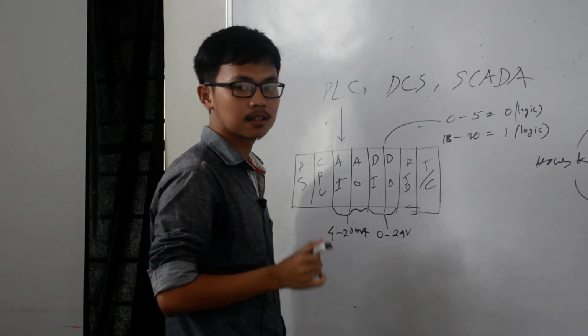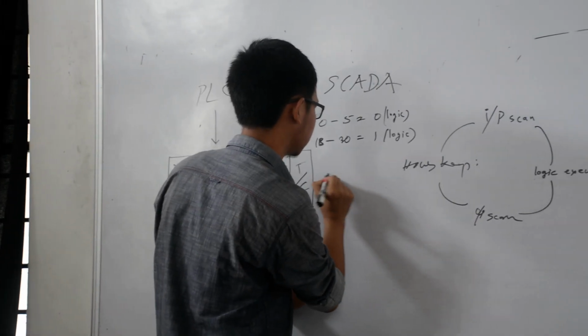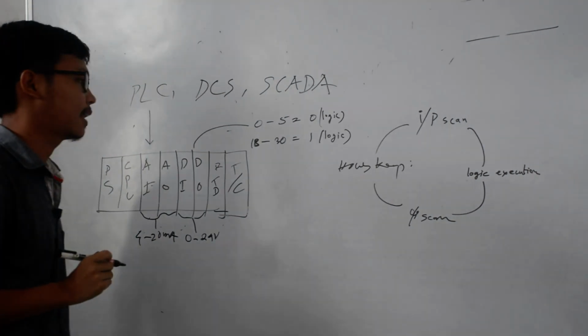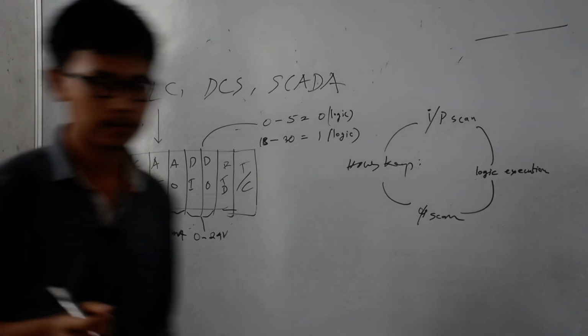How do we write ladder logic? Ladder logic. Suppose we need to light up a bulb with one switch and one bulb.